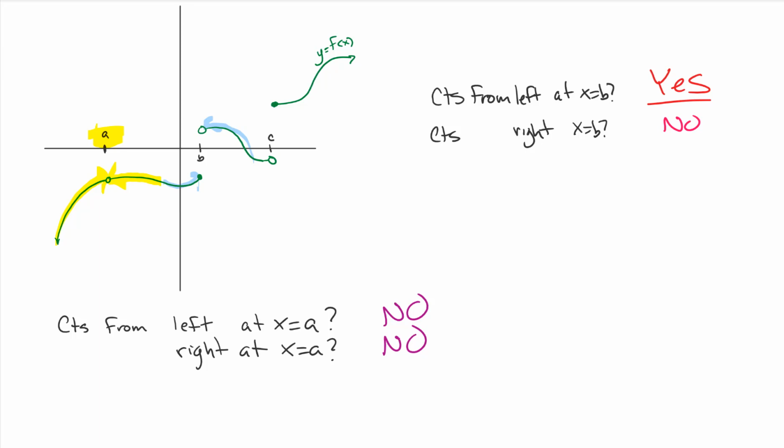Continuous from the left at c. No, because it goes towards a hole. It's pointing towards a hole. Continuous from the right? Absolutely. This is going to be some of your homework problems, so make sure you can handle these. Just a quick little thing.